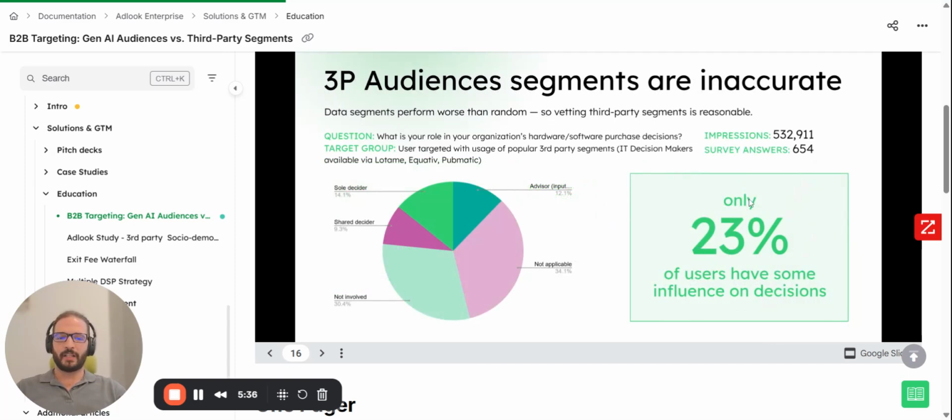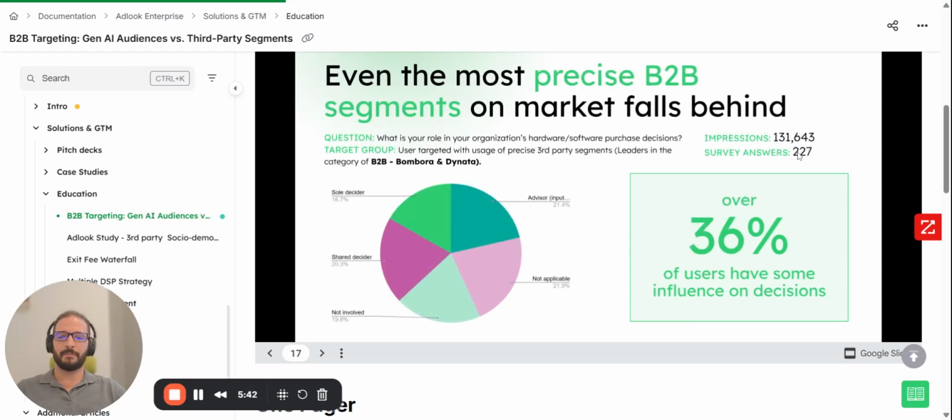Third-party audience segments are inaccurate. Only 23% of users have some influence on decisions. Impressions, 500,000. Survey answers, 654. Even the most precise B2B segments on the market falls behind.